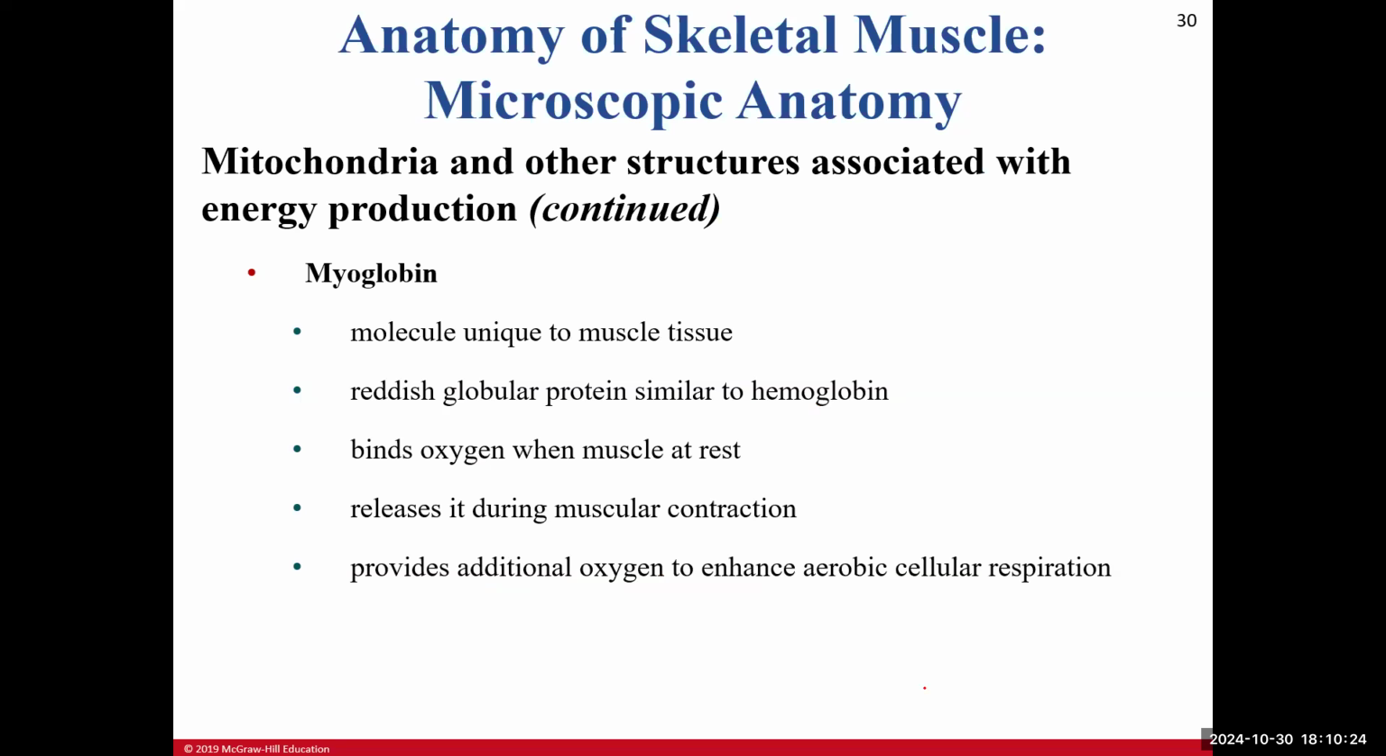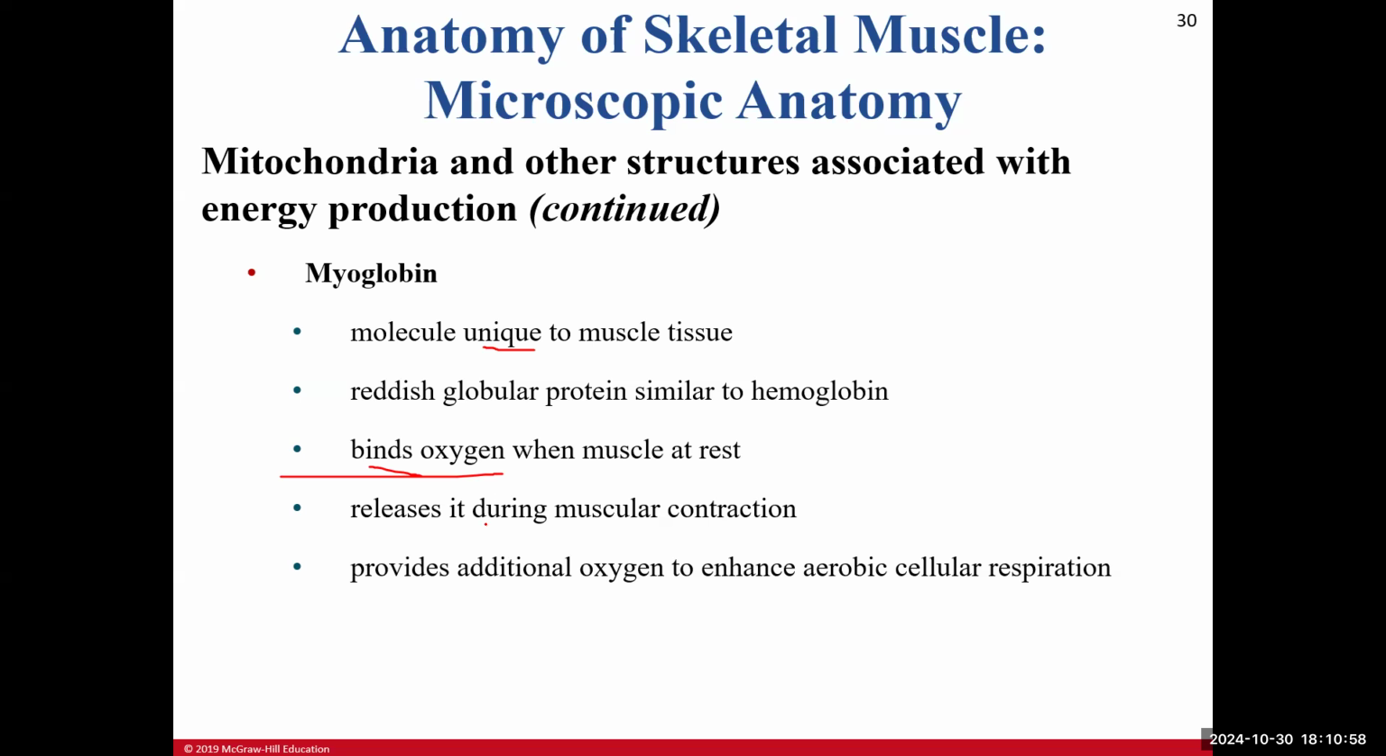So again, this slide here is just showing you myoglobin, which obviously is going to be unique to muscle tissue, hence the name myo. And it's going to bind oxygen. So if you go and work out and then you lay down or sit down and rest for a little bit, myoglobin is going around throughout the cell, soaking up and grabbing onto oxygen and replenishing its oxygen stores. So the next time that you start to use that muscle tissue, it's got oxygen to make ATP aerobically.